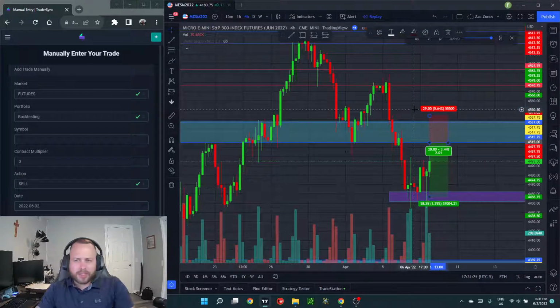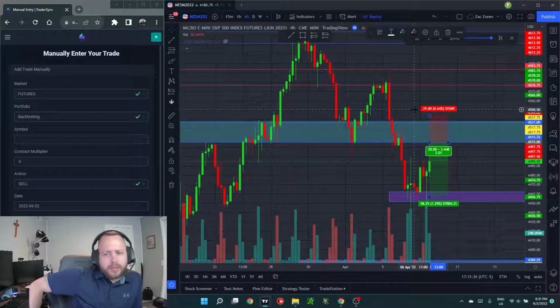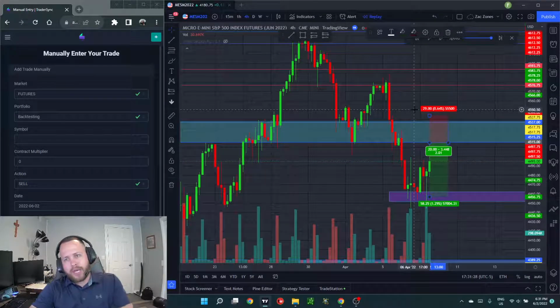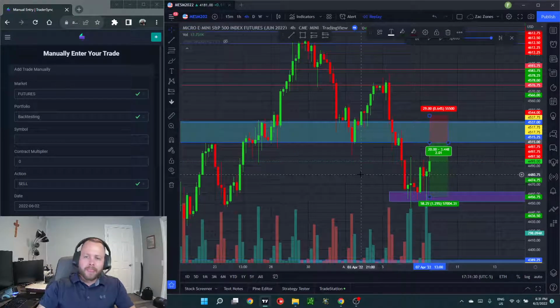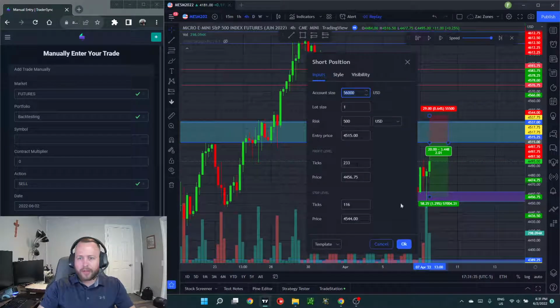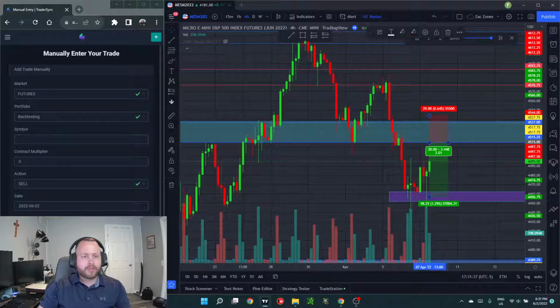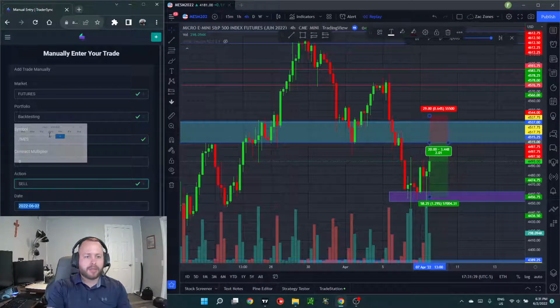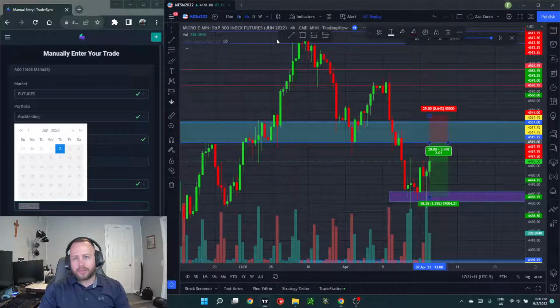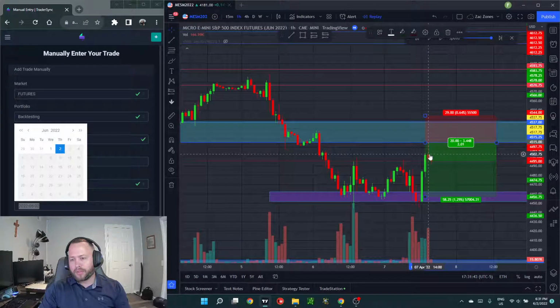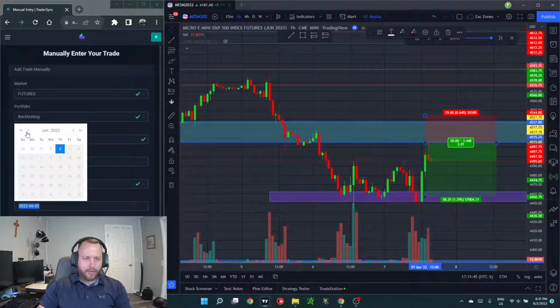I don't know if I mentioned at the beginning of this, I'm running 2-to-1 risk to reward ratios on type 1s and then 3-to-1 on type 2s. Just looking for the quicker win on a type 2 more than anything. So there's our $500 risk. So backtesting, MES, sell, and that is going to be, you get on the hourly here, the 7th at 1400.